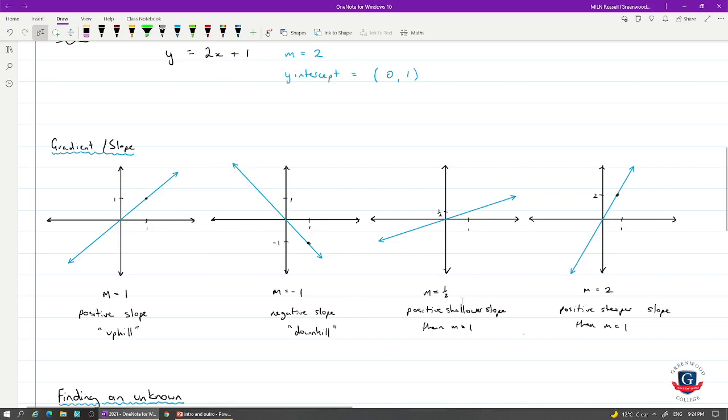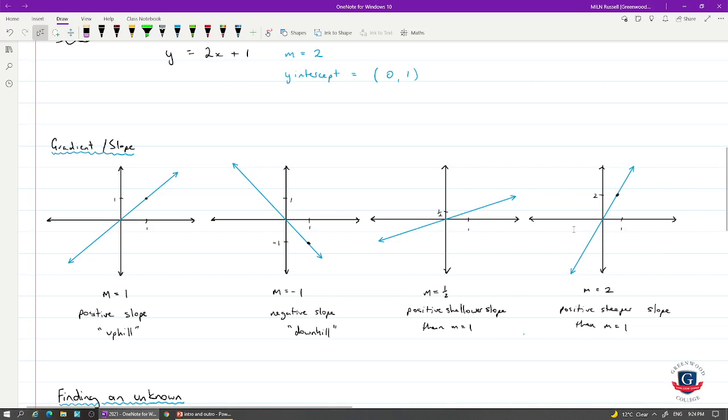Now, if m was a half instead of 1, the slope of the line is going to be shallower. So it's not going to be quite as steep as this one was for a similar positive value. And that's obviously the opposite when this number increases. So if the number in front of x is bigger, instead of being a half, it was 2, the line would be steeper.